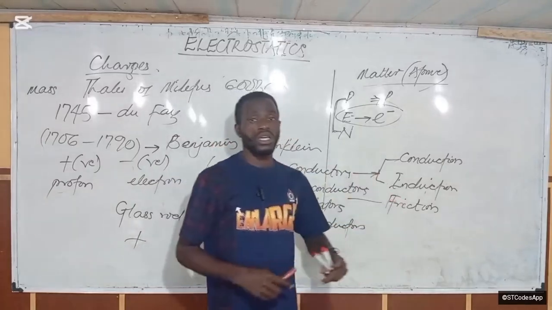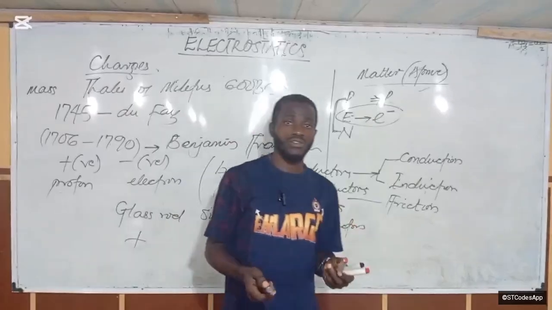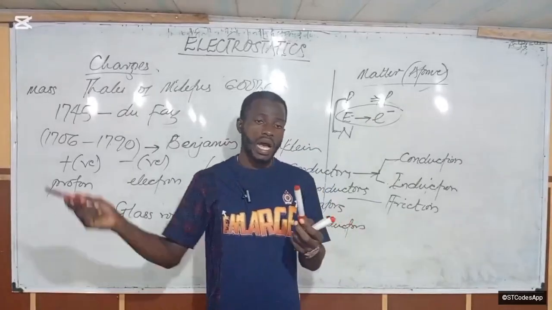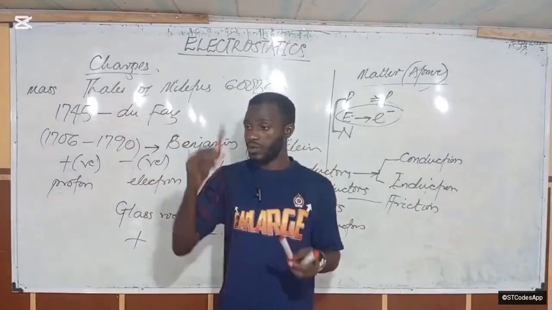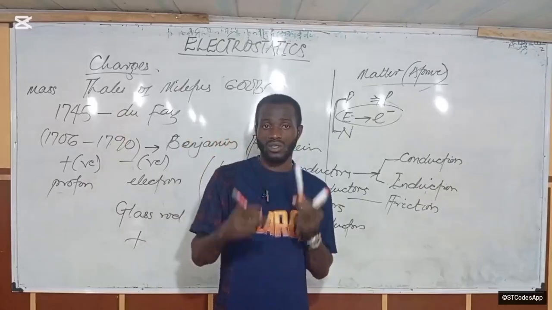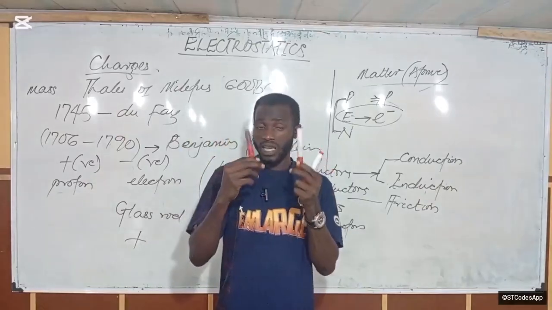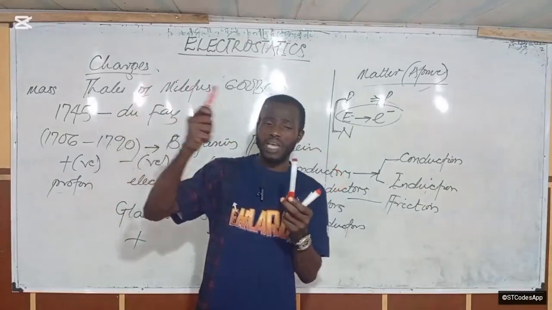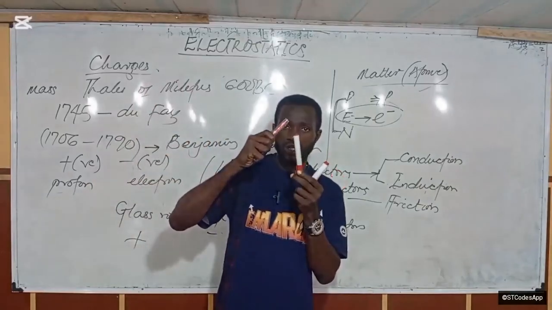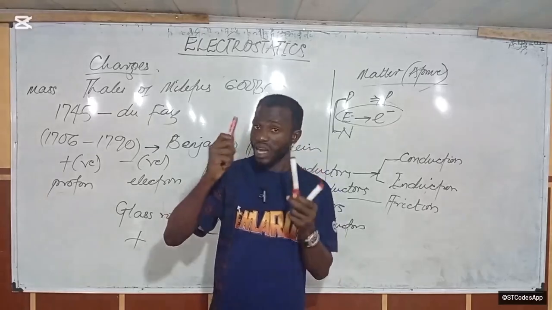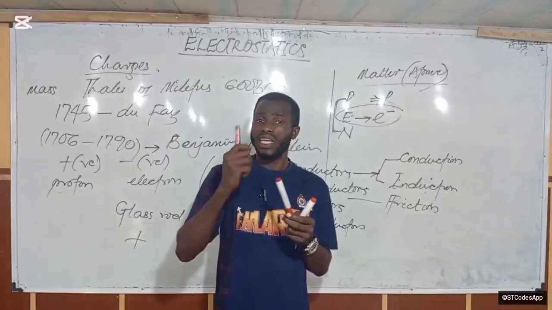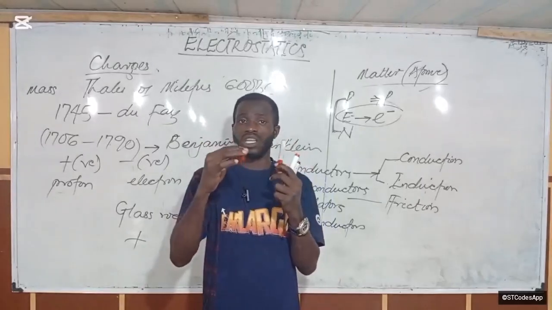Then induction, which is the second method of charging, is this. I need not touch this body. This body is uncharged. This body is charged. I want to use it to charge this other body that is uncharged, remembering that both of them are conductors. The moment I bring this one close, only close to it, there already exists a charge separation, the same thing that occurred in conduction. Only that in this case, you see that there's no touching at all.